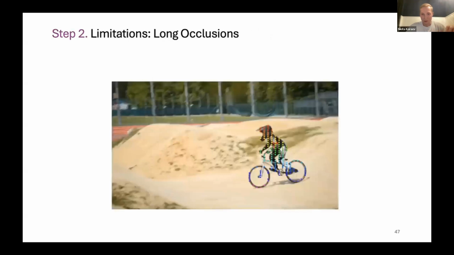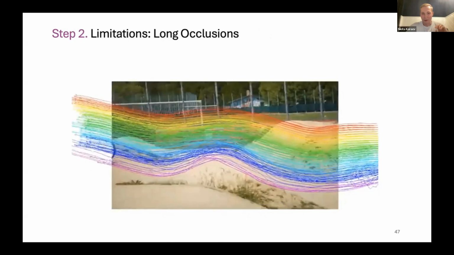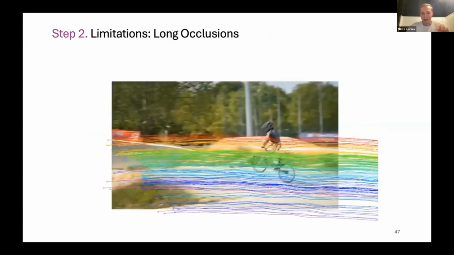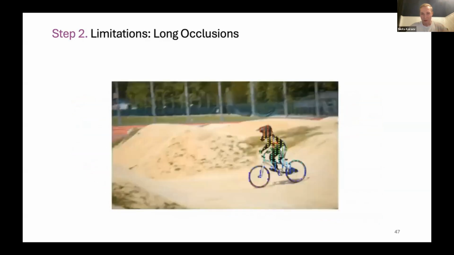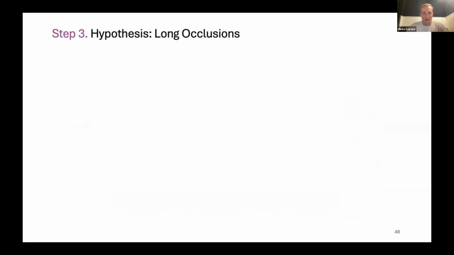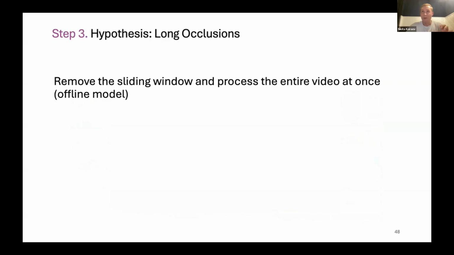So let's start with long occlusions. We can see here that the tracks just go completely off at some point as soon as they become occluded, which is a problem of CoTracker. So we decided to remove the sliding window completely and try to process the entire video at once so that the model just has access to all the frames at the same time, so that it can see what's happening in the past and in the future. This is, of course, not very applicable to online tracking, to real-time tracking, but it's still useful for applications like video generation, for example.